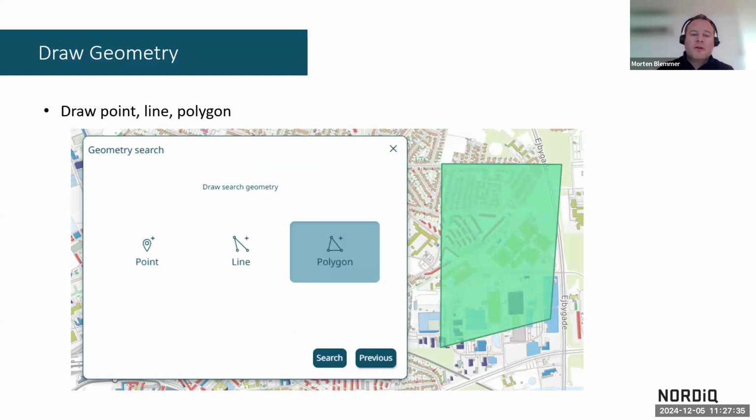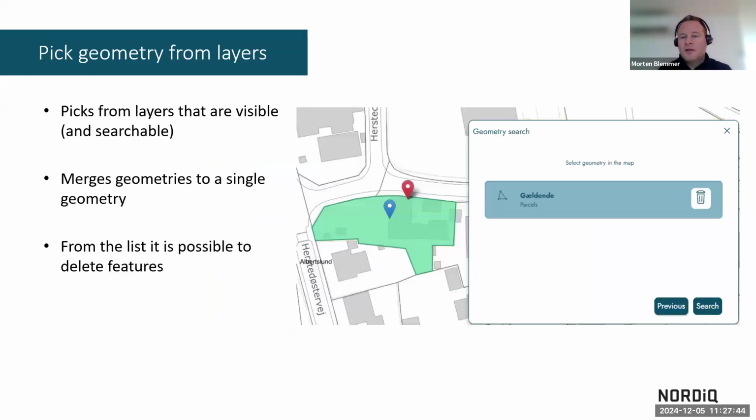If you draw, you have different options. You can draw a point, you can draw a line, or you can draw a polygon. As you can see here, I've just been drawing a polygon. And if we take the other way, you can just point out or pick out geometries in the map based on the layers that are visible. And then they need to be searchable as well.